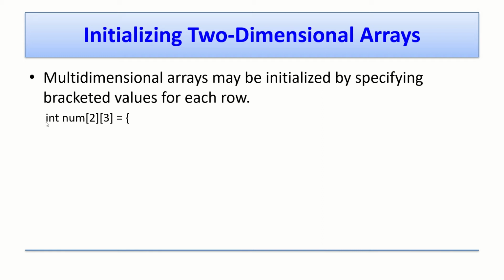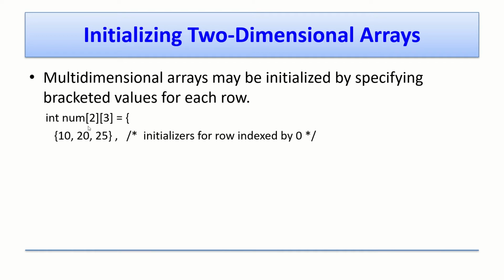So in here, the data type is int, the identifier or the array name is num, and then here I have to specify the size of the array. Since this is a 2D array, here the number of rows is 2 and the number of columns is 3. That means this array contains 2 rows, each row having 3 columns. All right.